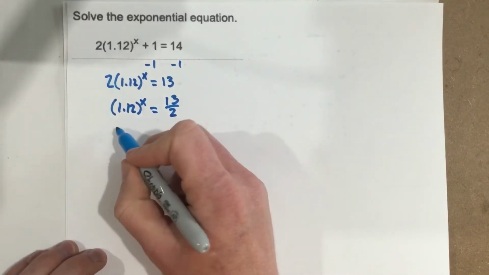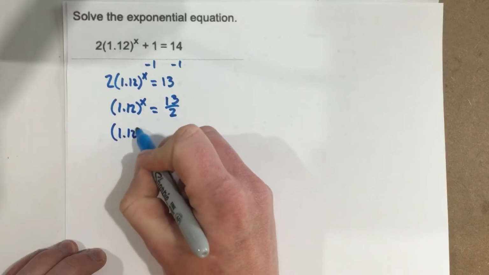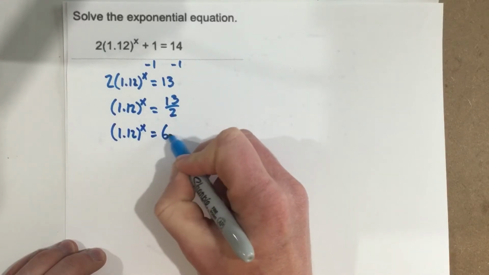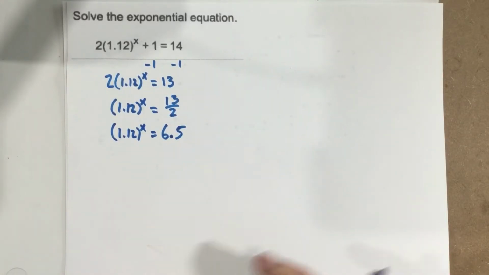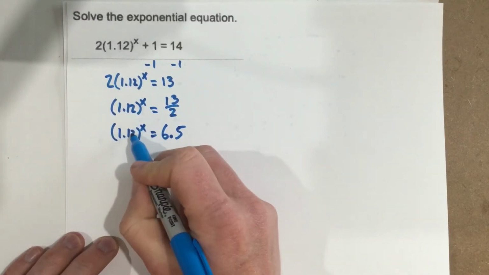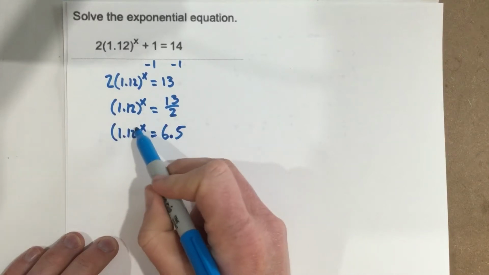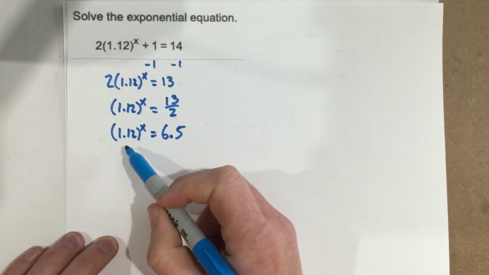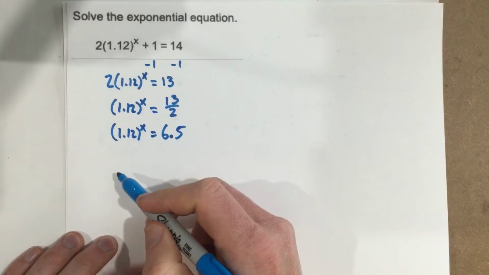And we can say 13 over 2 is 6.5 if we want to. At this point here, we now have our exponential isolated on the left side. So how do we get rid of an exponential? Well, the opposite or the inverse of exponentials is logarithms.